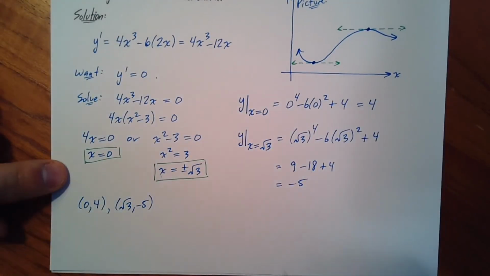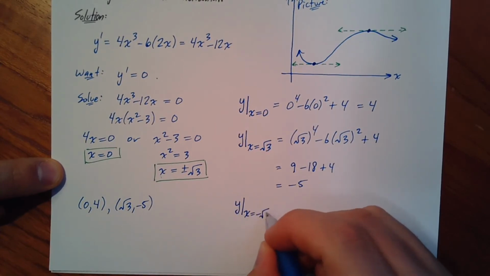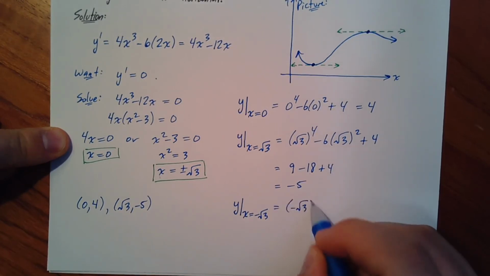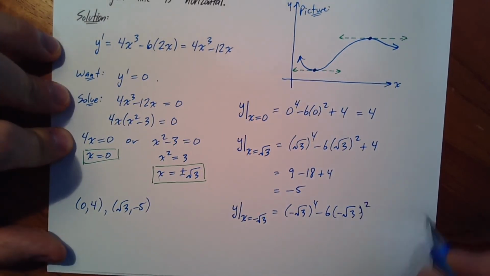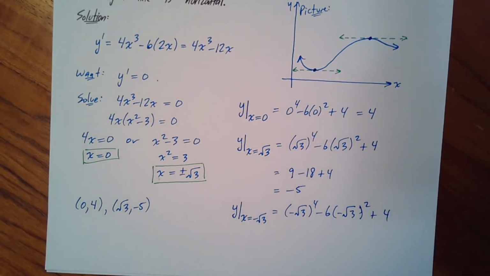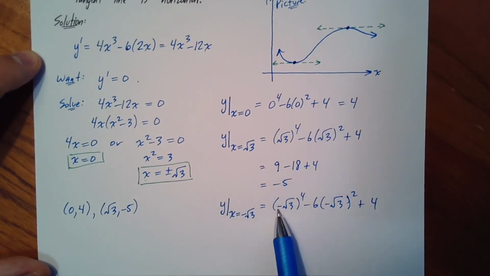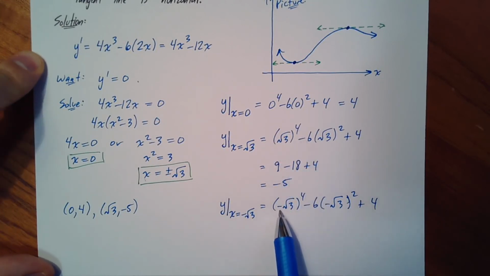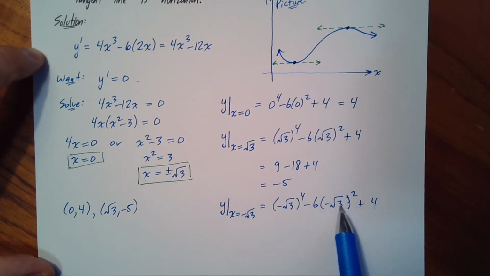Let's get the last point. So y when x is equal to negative root 3. That's the last point we want. So we're going to have negative root 3 raised to the 4 minus 6 times negative root 3 squared plus 4. So actually, this is going to work out to be exactly the same. Because negative root 3, it's going to be the same as root 3 when you raise it to the power of 4, because that negative is going to disappear because you're raising it to an even power. And same with over here. Root 3 squared was 3. Same with negative root 3 squared. That's going to give us 3 as well.